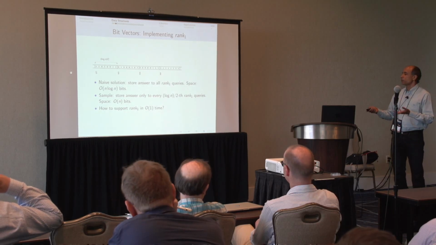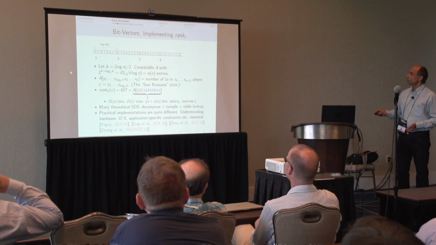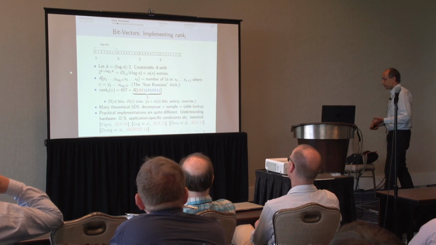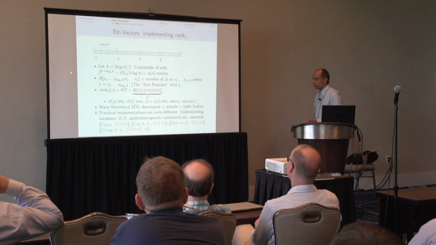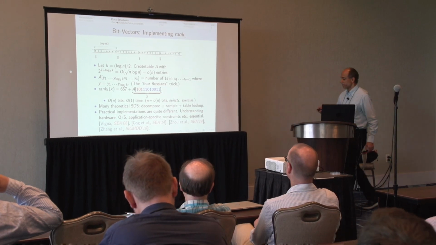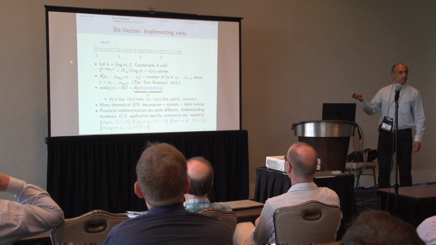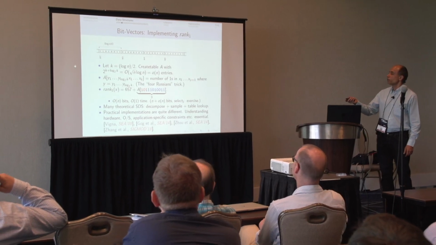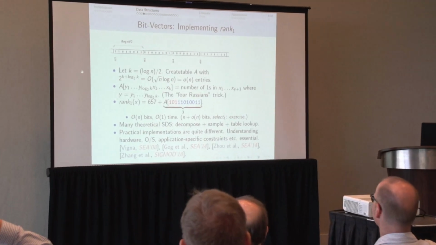This is how you would do it in theory. This is a trick called the four Russians trick, and it's used a lot in the theory of succinct data structures. The idea is, this is why we chose log n over 2. So we're going to create a table.